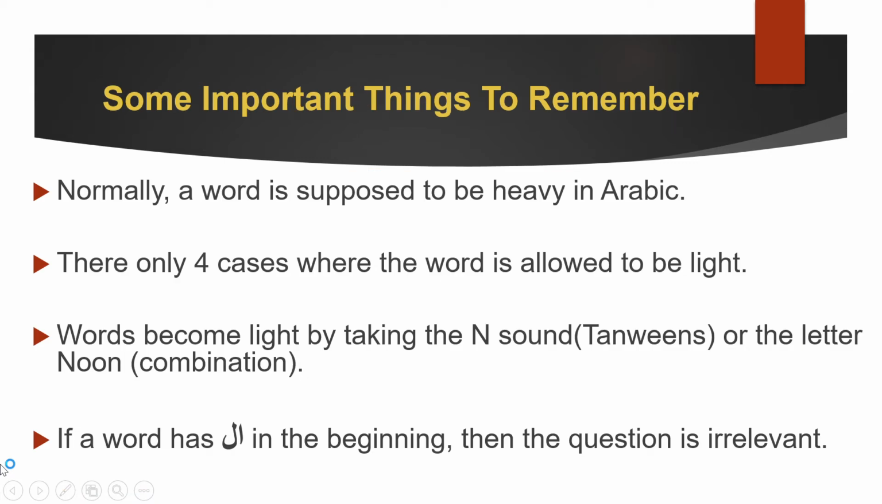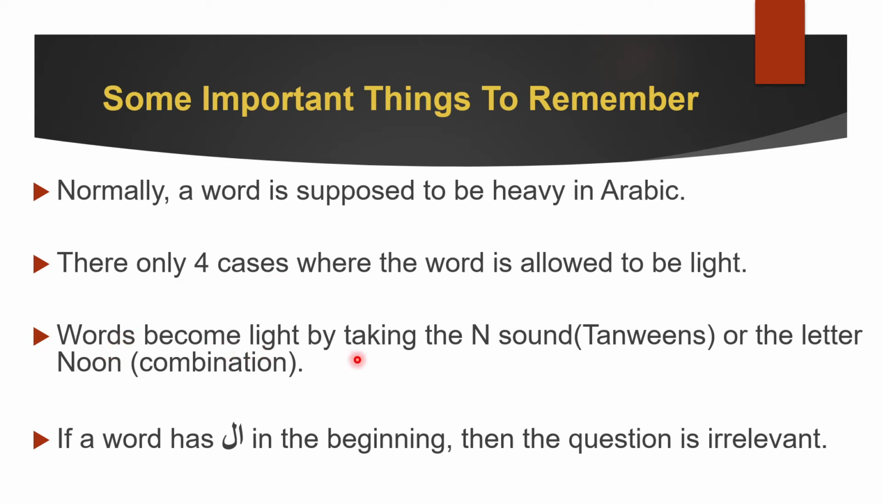Some important things to remember about light and heavy. Normally, a word is supposed to be heavy in Arabic. This is important. If a word is light, then that's abnormal. What is normal is that the word is heavy. There are only 4 cases where the word is allowed to be light. This means that if the word is light, then it has to be one of the 4 reasons, or else the word cannot be light. It has to be heavy.